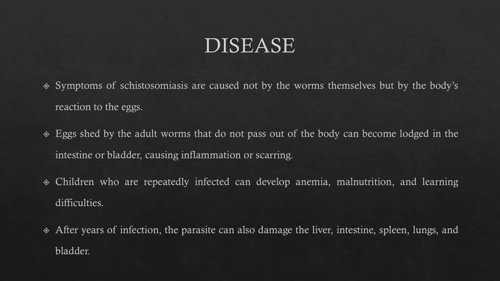Symptoms of schistosomiasis are caused not by the worms themselves, but by the body's reaction to the eggs. Eggs shed by the adult worms that do not pass out of the body can become lodged in the intestine or bladder, causing inflammation or scarring. Children who are repeatedly infected can develop anemia, malnutrition, and learning difficulties. After years of infection, the parasite can also damage the liver, intestine, spleen, lungs, and bladder.